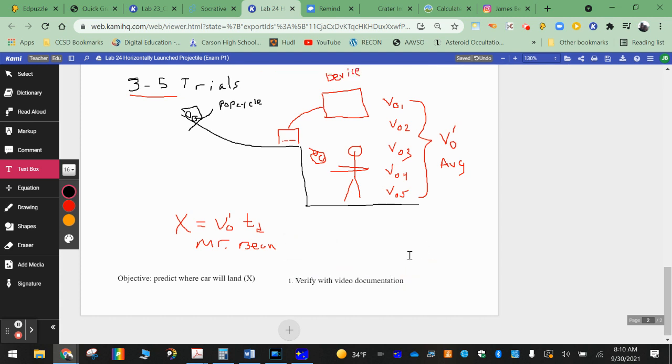It changes back to one. So verify with video documentation. All right, that'll conclude.